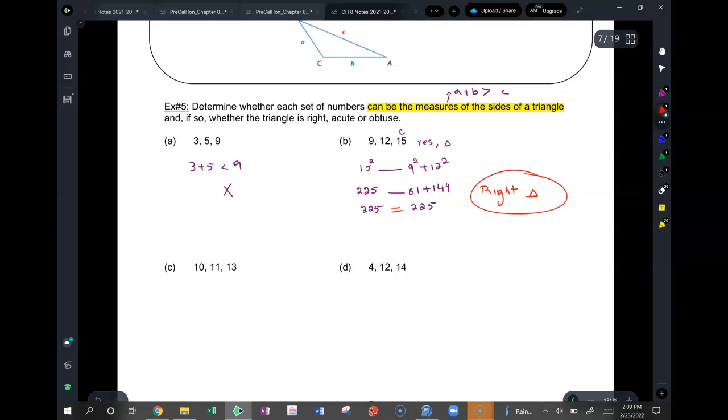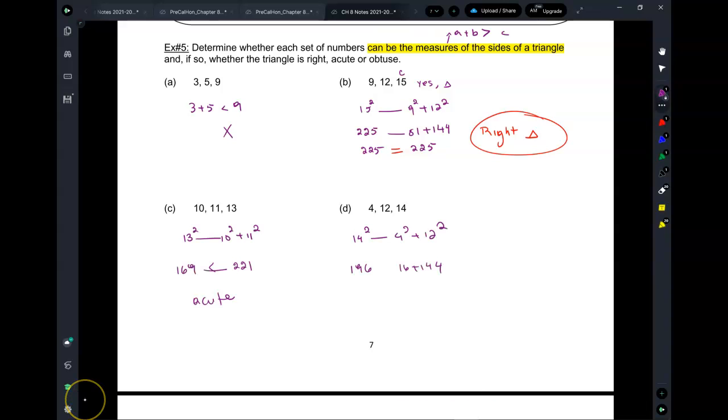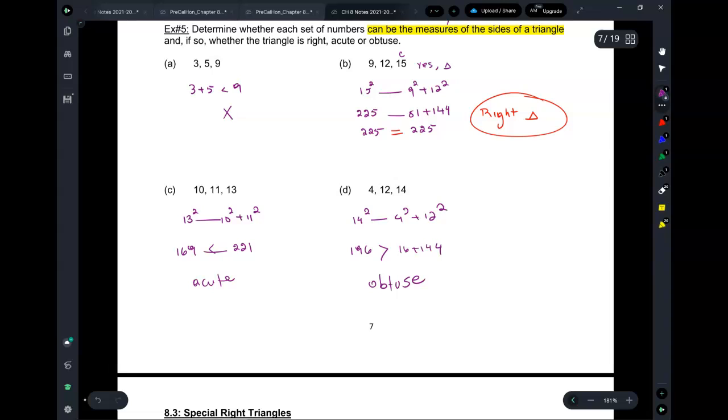Okay? Now, do the next two. They both work as triangles. Figure out what c is, and then compare it to a squared plus b squared. Okay, so this one is greater than, and it is obtuse, and the first one was acute. Okay, so before we stop for the day, let's do some perfect squares.